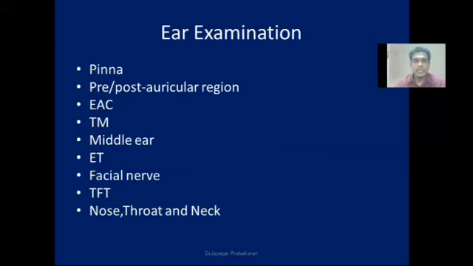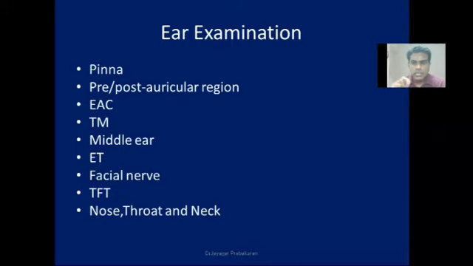Now moving on to the ear examination. For a long case, you are expected to mention all these side headings in your case sheet. So start with the pinna, the preauricular region, the postauricular region, the external auditory canal, the tympanic membrane. You can also mention the middle ear if there is perforation in the eardrum, because you will be able to see part of the middle ear mucosa through the perforation. Next is Eustachian tube functions. You can also mention that.